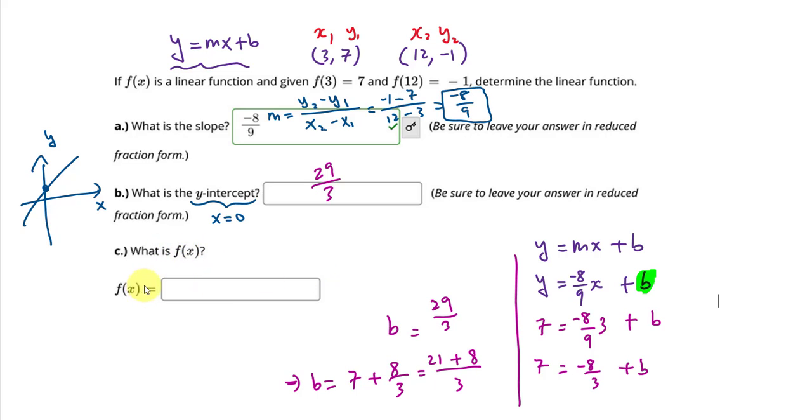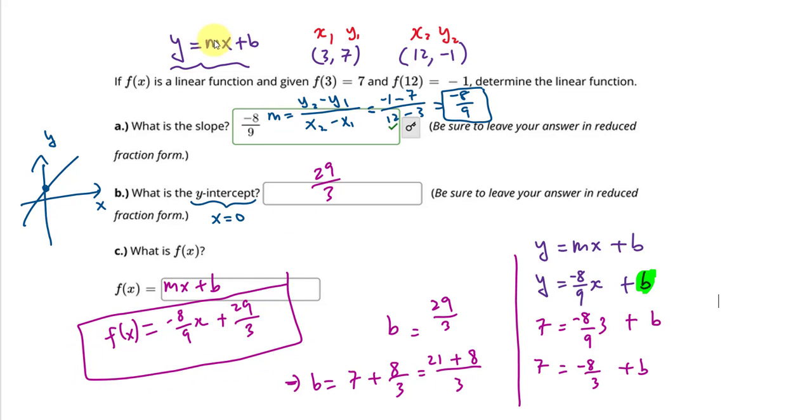And then what is f of x? Again, f of x is just the equation mx plus b. You have everything. You have m to be -8 over 9, and b is the one you just found here, 29 over 3, and that is your function f of x. So this is the slope-intercept form, this is the slope, and b is the y-intercept. Okay, that's all about this question.